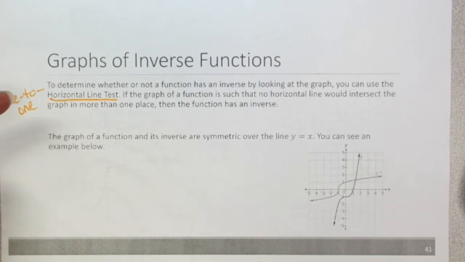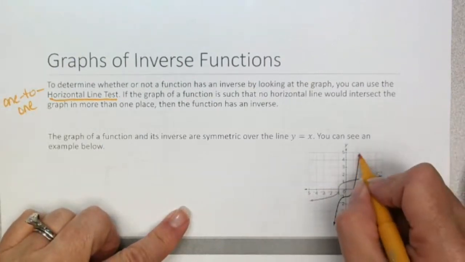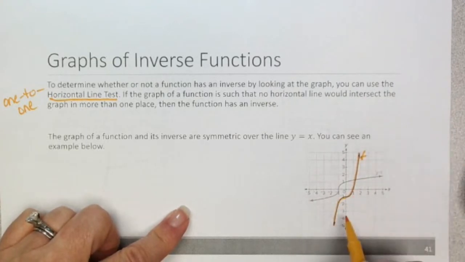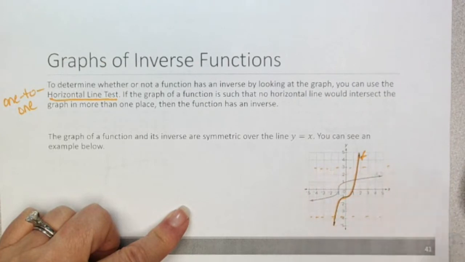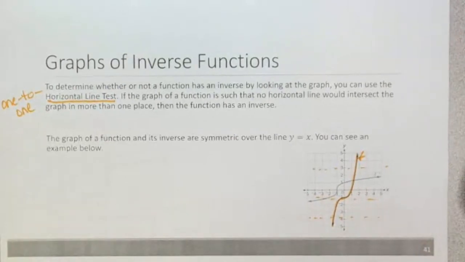If it's not one-to-one, if it does not pass that horizontal line test, let's look at this function f here. Here he is, this is f, the function f. It does pass the horizontal line test. Any horizontal line that I can imagine, anywhere is only going to intersect that graph in one place. Even right here, it looks like it might, but it doesn't. It only intersects it in one place. So that function up there does have an inverse.